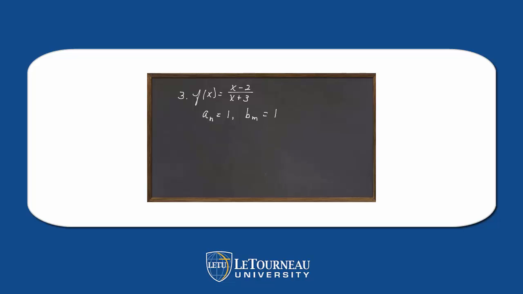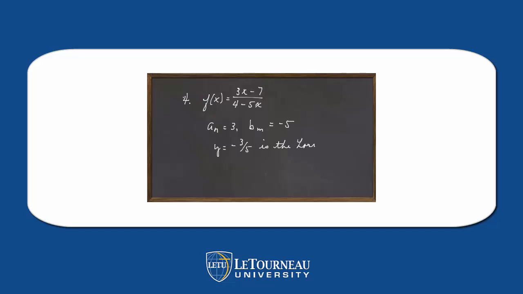Let's do a few more examples. A sub n equals 1, b sub m equals 1, 1 over 1 is 1, so y equals 1 is the horizontal asymptote. Let's work another example so that you get good at this. F of x equals 3x minus 7 over 4 minus 5x. Now watch out, you don't always use the first thing written. A sub n is 3, b sub m is minus 5, so y equals minus 3/5 is the horizontal asymptote.